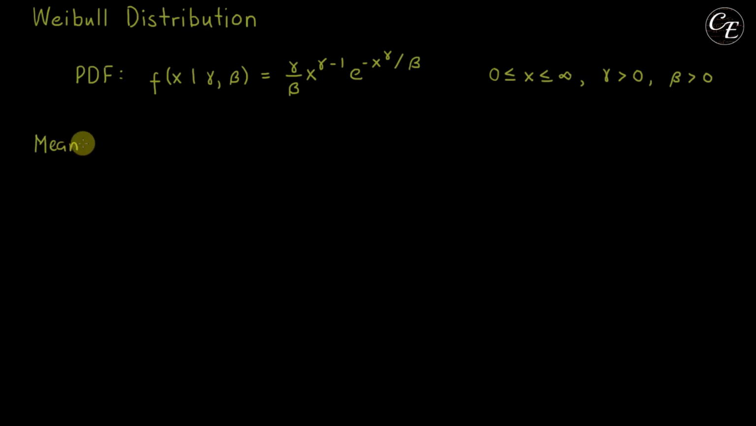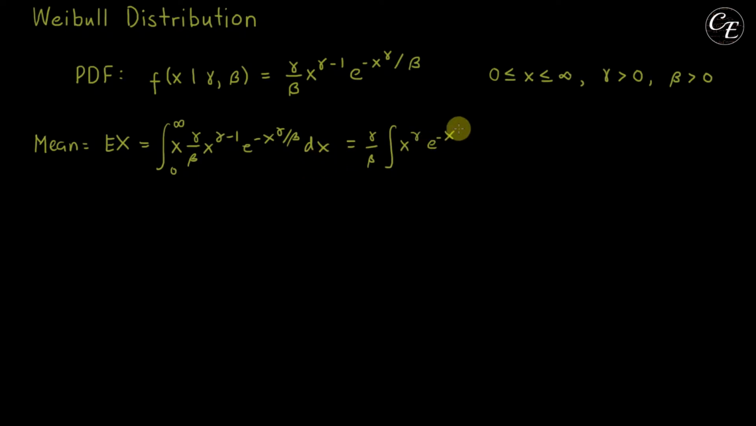Mean is equal to expectation of x, and since this is a continuous probability distribution, it is equal to the integral of x times the probability density function, which is this one, dx. This x is from 0 to infinity, so we have here 0 to infinity. Then let us move the constant outside of this integral. Then for the integral, let us combine both x, this one and this one. So we have here gamma minus 1 plus 1 is gamma. Then the rest of the terms, e raised to negative x raised to gamma over beta dx, from 0 to infinity.